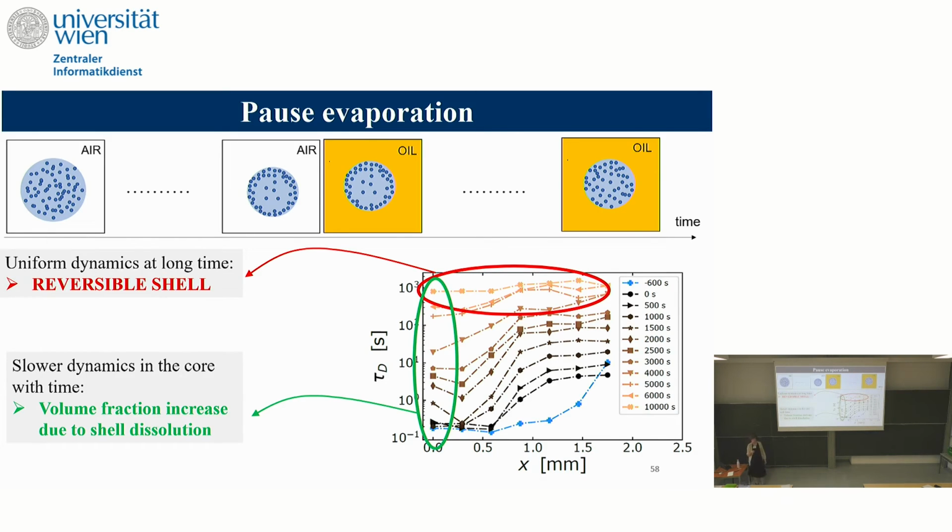What we see also, which is consistent, is that if we look here at the center, with time the relaxation time increases. Therefore, because we have this mapping, the volume fraction increases in the center, which is okay because we have this dissolution of particles from the periphery to the center. So if they dissolve, it becomes more concentrated in the center. Do you see something weird?